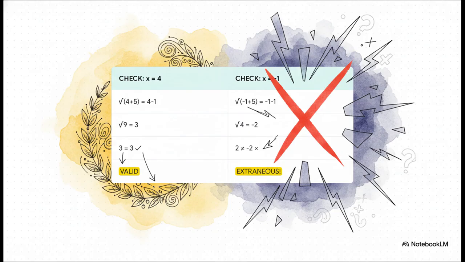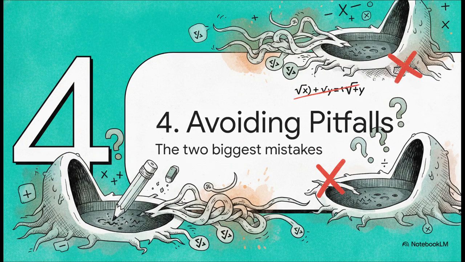This is the moment our check step becomes the hero of the story. Let's plug our 2 suspects back into the original equation. First, x equals 4. We get 3 equals 3. Perfect. That's a valid solution. Now let's try x equals negative 1. Uh-oh, we get 2 equals negative 2. That's just not true. This is our extraneous solution, that false lead created by squaring the equation. So the only true answer is x equals 4. Case closed. You know, that last example leads us perfectly into our next section, how to avoid the common pitfalls.